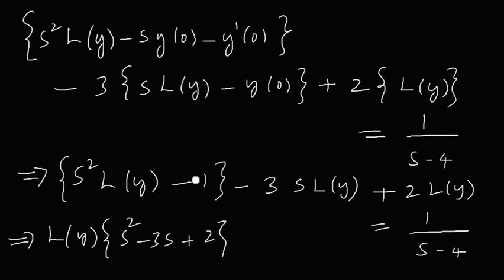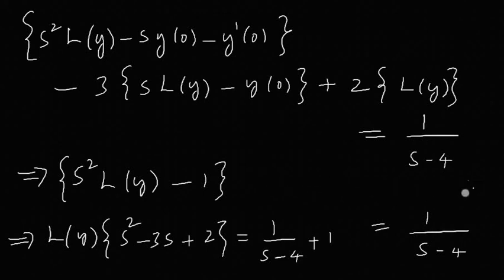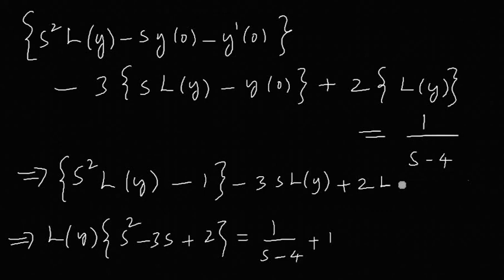And this minus 1 I'll be taking on that side, so it will become equal to 1 by s minus 4 plus 1. So please don't be mistaken with this line getting confused here. I'll try to write it here somewhat in the same line. So what I now do is minus 3 times s into L of y, and this is gone, so plus 2 times L of y is equal to 1 by s minus 4.